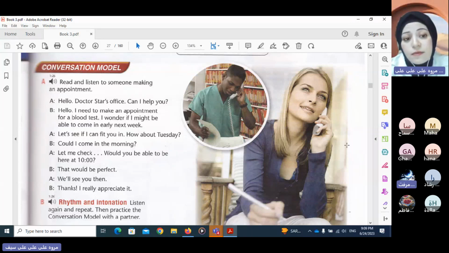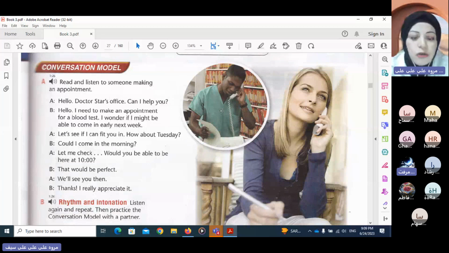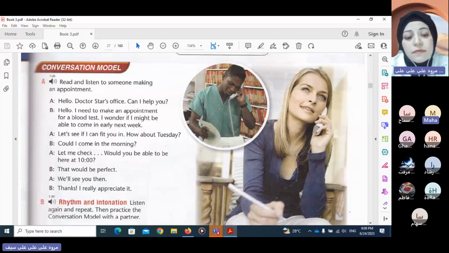Someone is calling to make an appointment for a blood test. Somebody is calling to make an appointment. Yes, very good. Look at the clothes of this person. Is he a doctor? Do you think he's a doctor? Of course you don't know. No, I don't think so.